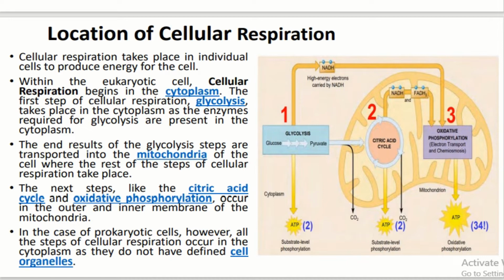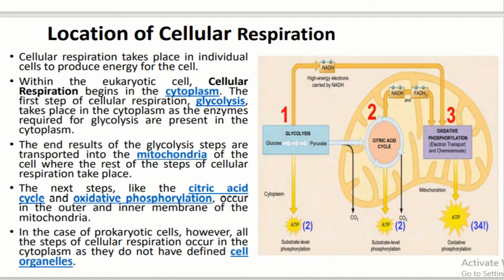The next steps, like the citric acid cycle and oxidative phosphorylation, occur in the outer and inner membrane of the mitochondria. In the case of prokaryotic cells, however, the steps of cellular respiration occur in the cytoplasm as they do not have defined cell organelles. So, in the cytoplasm, glycolysis will occur. Other steps like the citric acid cycle and oxidative phosphorylation will occur in the inner and outer membrane of mitochondria.